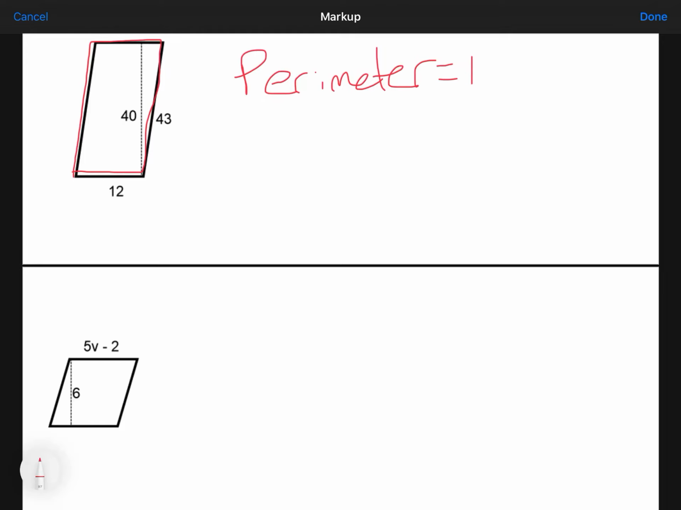There's some extra information on some of the problems today. Just be careful you don't just add up the numbers 12 and 43. This side on the bottom is 12. This side on the right is 43. But you also have the top side, which is also 12, and you have the left side, which is also 43. Add those all together, it comes out to be 110.